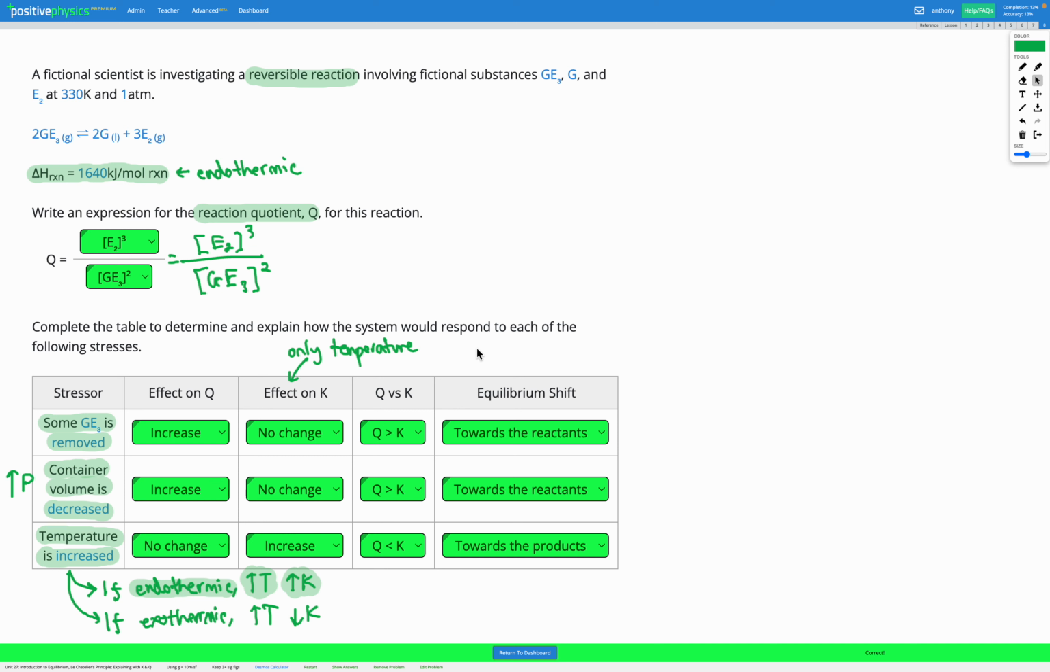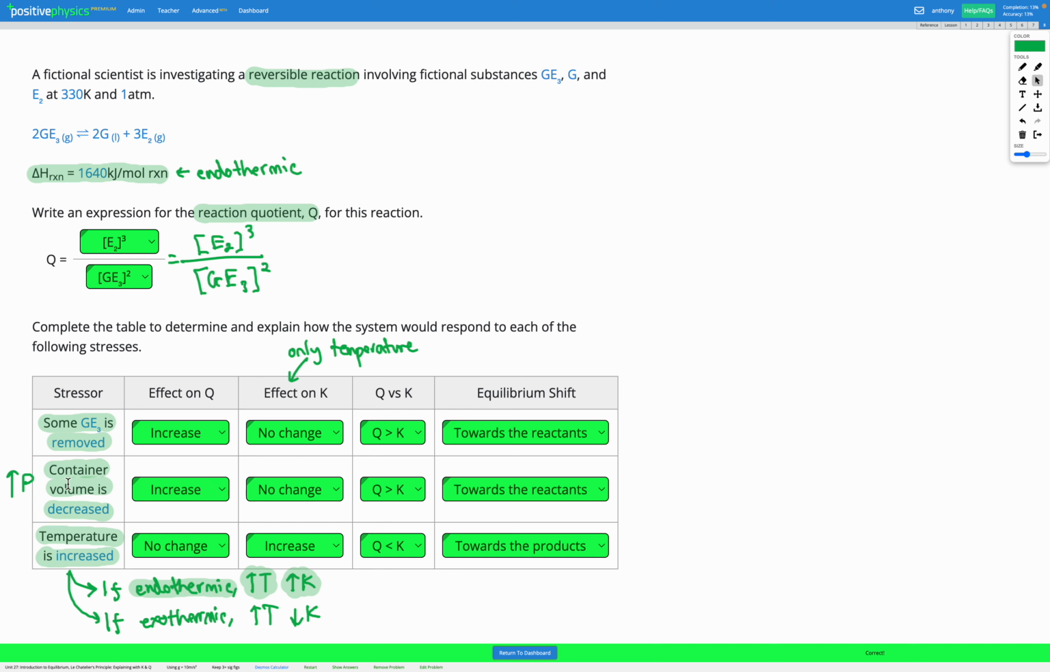So this question gets us to those same conclusions as when we did just the Le Chatelier's principle questions without Q and K. This time, we're now able to use Q and K to explain why we have those equilibrium shifts happening. So for every stressor that we have, we're first thinking, how does this affect Q? Things that affect Q are things that affect the concentrations of things in our reaction quotient equation. So if our concentration of one of those is changed, that means Q is going to change.